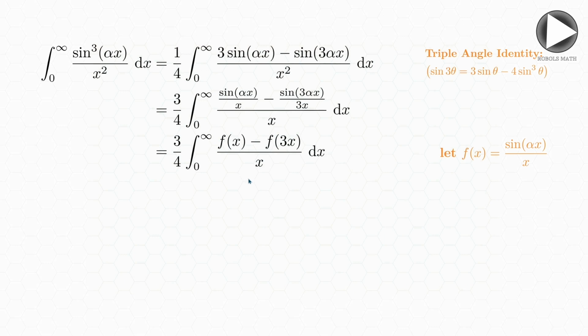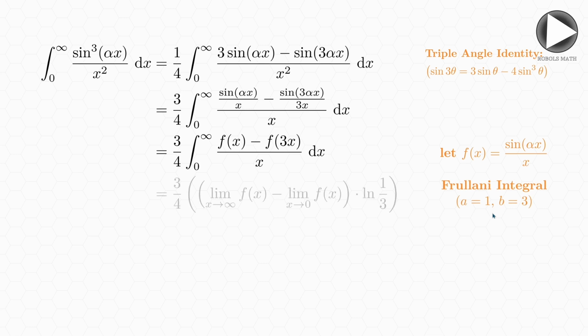Okay? Now, by applying the Frullani integral form, we have a equals 1 and b equals 3. So the value must be 3/4 times the difference of the limits times ln of 1 over 3.